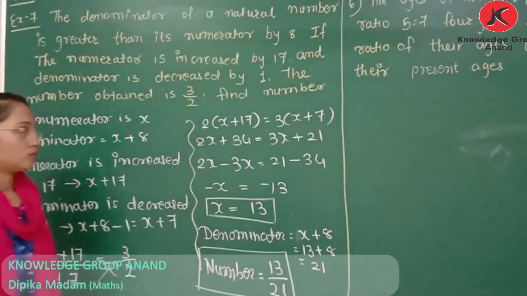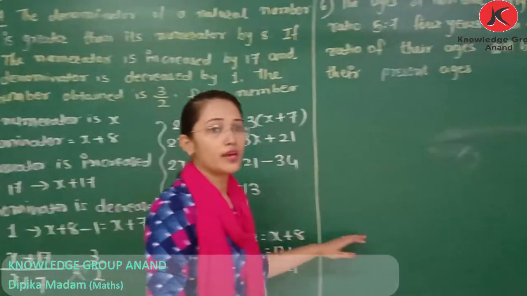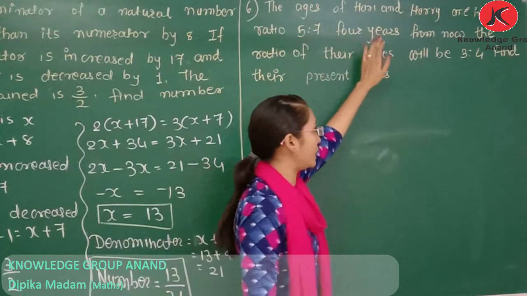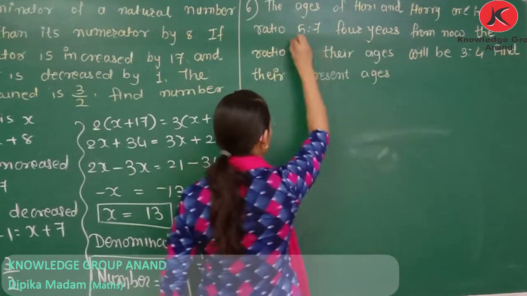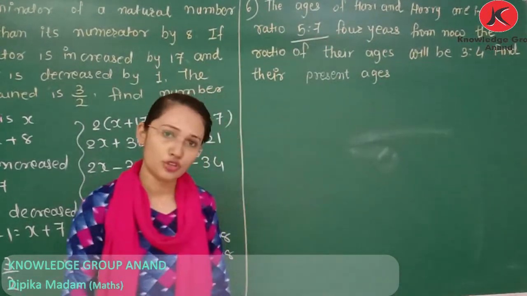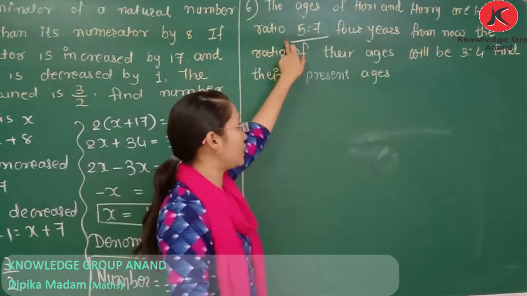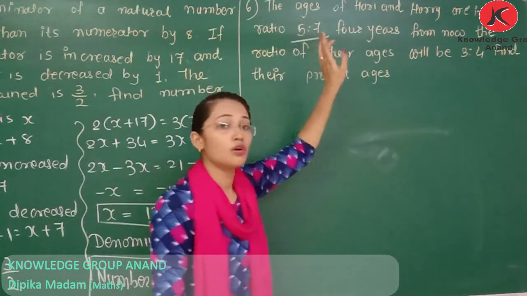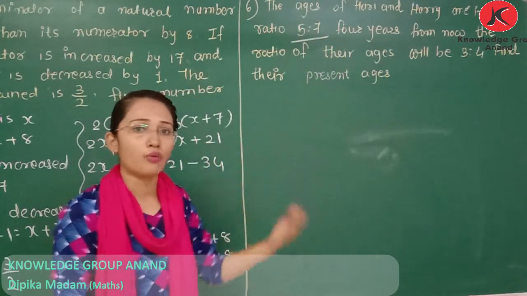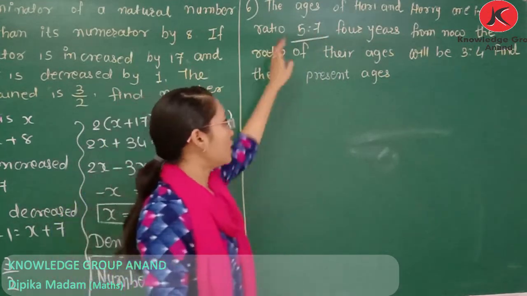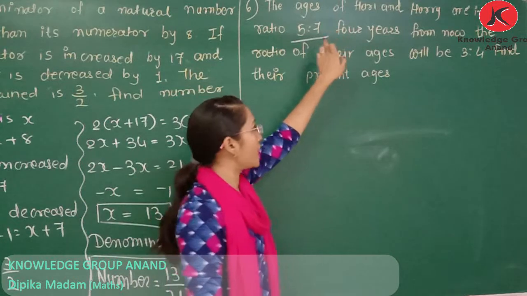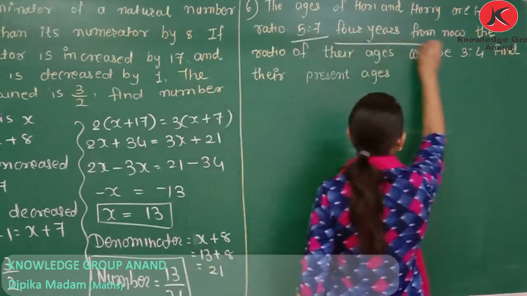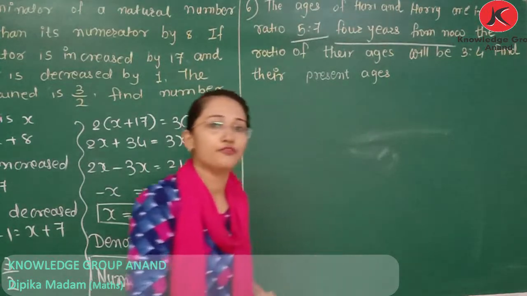Okay. Now, example 6. The ages of Hari and Harry are in a ratio 5:7. Ratio is given. Age of Hari is according to the 5 and Harry will be 7. So, if the ratio is given, then how can we write the number? 5x will be Hari's age and 7x will be Harry's age. 4 years from now means after 4 years.